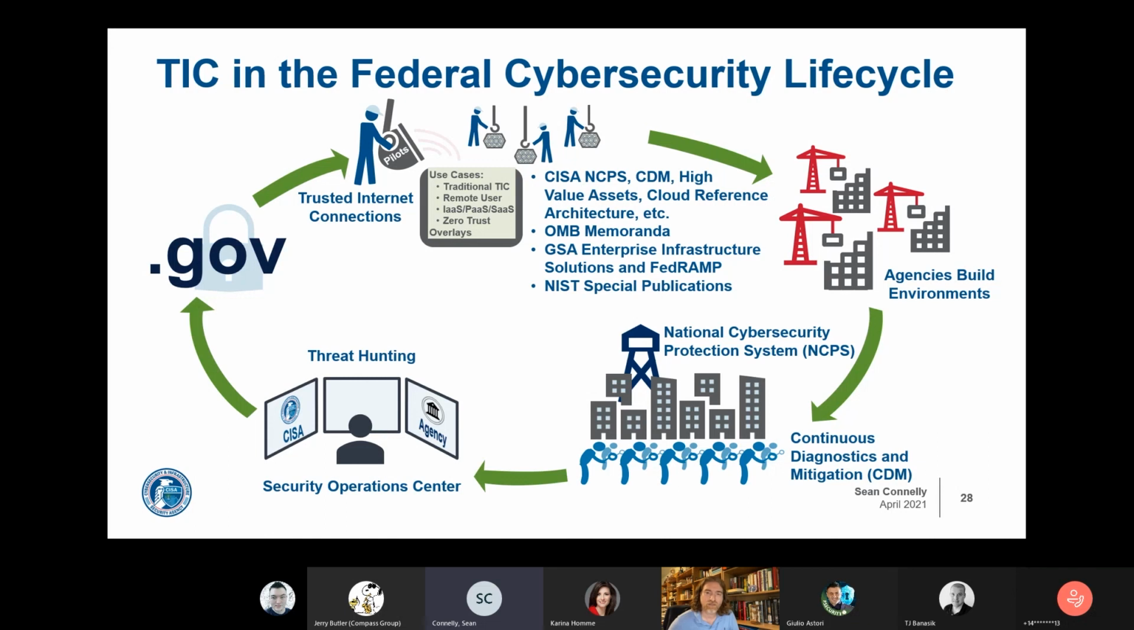It will be used to develop our use cases and overlays I mentioned earlier. GSA at the same time will leverage these use cases to develop and build out their EIS service packages. At the same time, agencies will be using a number of other raw materials, including FedRAMP, NIST special pubs, OMB memos, and such, to securely build out their environments, to efficiently build out their environments, repeatable environments, predictable environments.